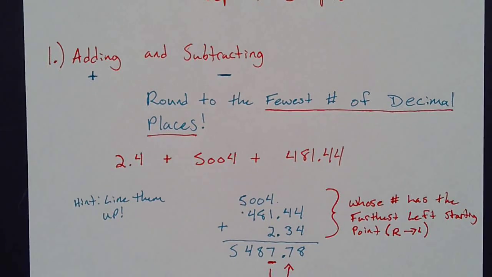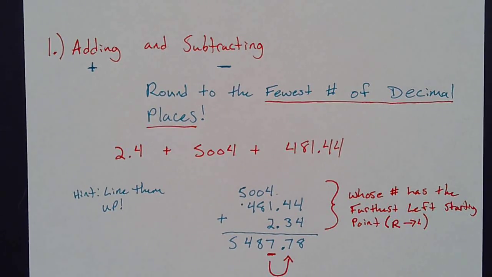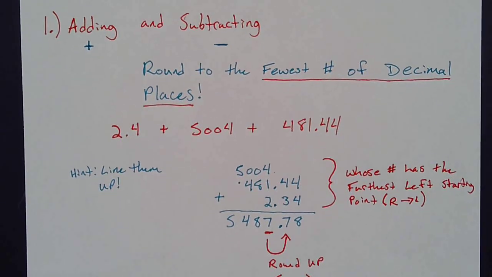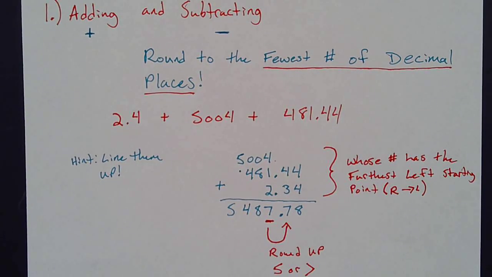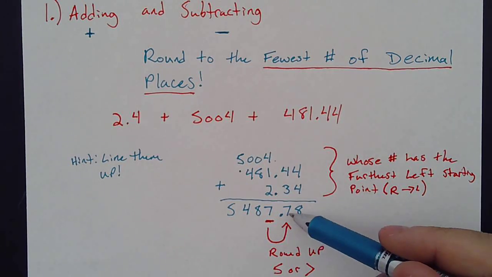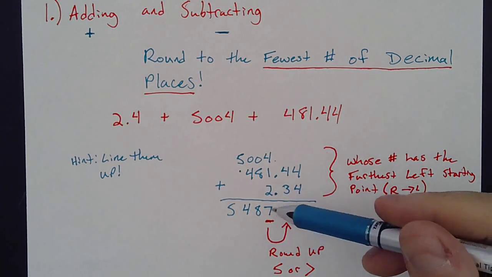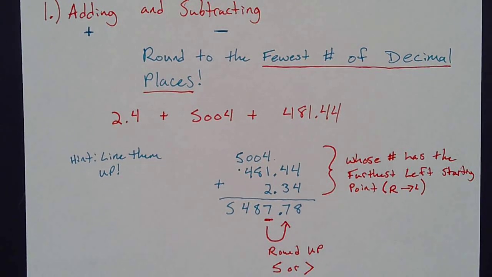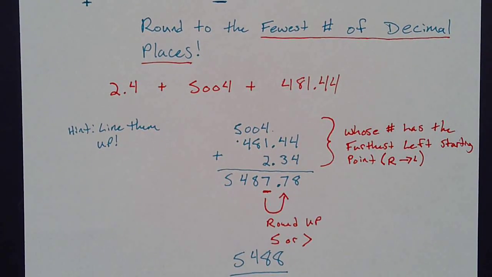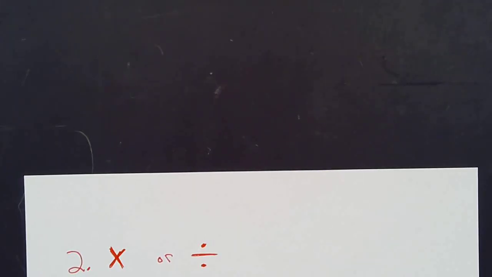When we round to that number, we want to look at the number after it and ask ourselves if it is 5 or greater. In this case, it's greater than 5, right? So this 7 right here is more than 5. And we're going to round that number, this one that I underlined, up 1, which is 5,488.